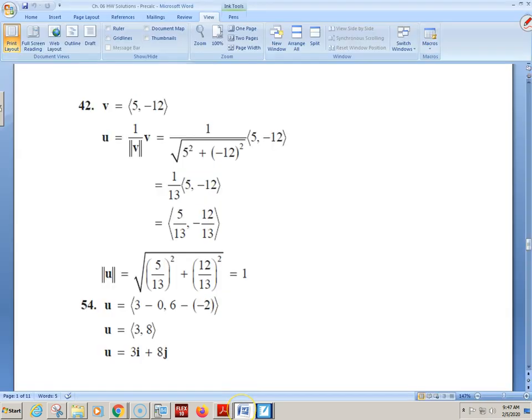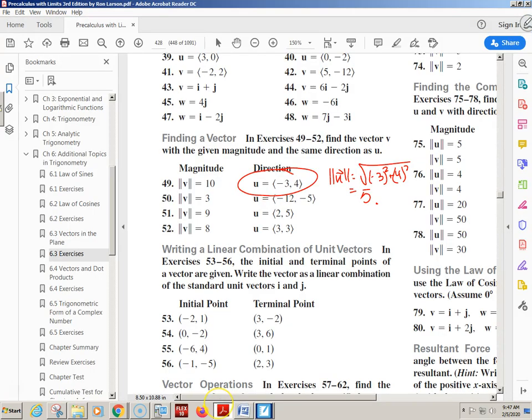Just like unit vectors. He had a magnitude of 13, I needed him to be 1, so I divided everything by 13. This one, he has a magnitude of 5. I need it to be 10. What do we do?